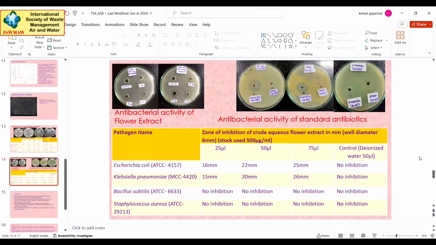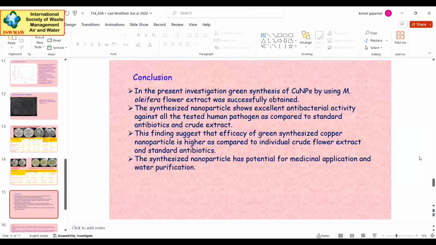From that, in the present investigation, green synthesis of copper nanoparticles using Moringa oleifera flower extract was successfully obtained, and the synthesized nanoparticle shows excellent antibacterial activity against all the tested human pathogens as compared to the standard antibiotics and the crude flower extract. This finding suggests that the efficacy of green synthesized copper nanoparticles is higher as compared to the individual crude flower extract and the standard antibiotics. The synthesized nanoparticle has potential for medicinal applications as well as in water purification.